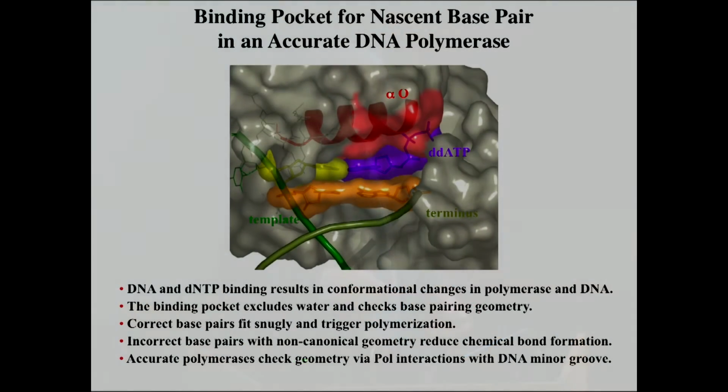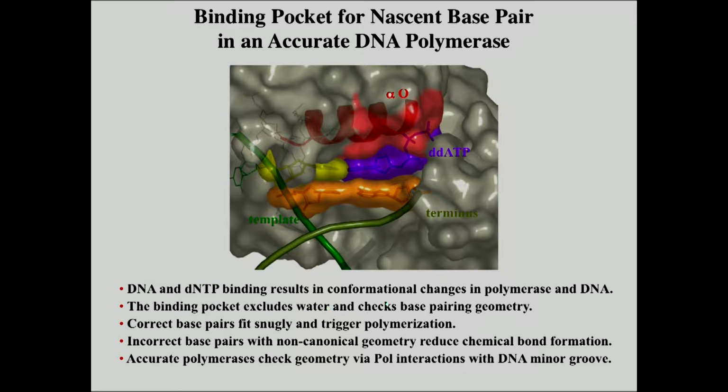What I'd like to do is give you just a small taste of a large amount of information that we and others have discovered about the binding pocket for the nascent base pair of accurate DNA polymerases, that is, those with high nucleotide selectivity. This is the X-ray crystal structure of one of the replicases, and this is a newly forming base pair with dideoxy ATP incoming opposite a template T. And you can see that the primer terminal base pair and the O helix of this enzyme form a very tight binding pocket as a result of both DNA and dNTP binding. This pocket closes on this nascent base pair.